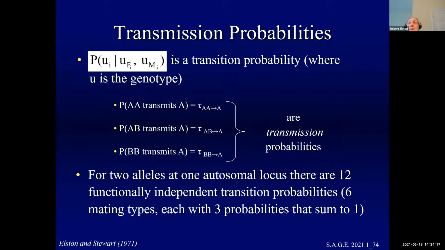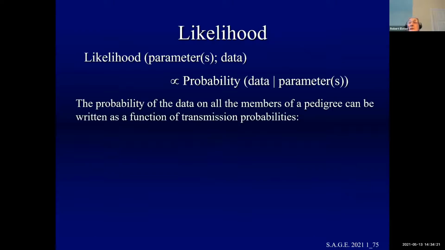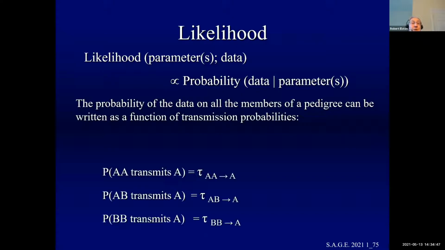Now we need to talk about likelihood. The likelihood of a set of parameters given a set of data is proportional to the probability of the data given the parameters. And the probability of the data on all the members of a pedigree can be written as a function of transmission probabilities. So that's what we do. We look at these 3 functions, the transmission probabilities, tau AA, tau AB, and tau BB. And if there is Mendelian segregation, these have the probabilities 1, half, and 0. So that's what we're looking for.